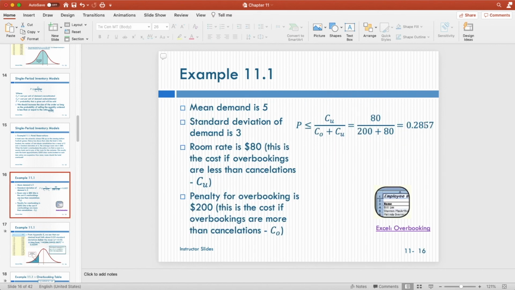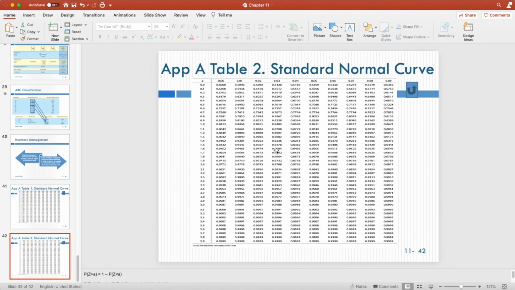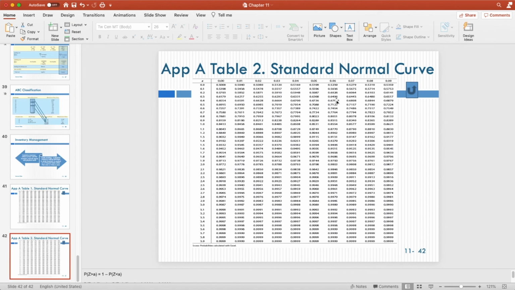All right, since this is 0.2857, now let's get to the corresponding z-table. You see that the z-table actually has two parts, part A and part B. Part A basically shows those probabilities that have smaller values, lower than 0.5, corresponding to the left-hand side of the normal distribution. And part B corresponds to the probabilities that have higher values, higher than 0.5, at the right-hand side of the normal distribution.